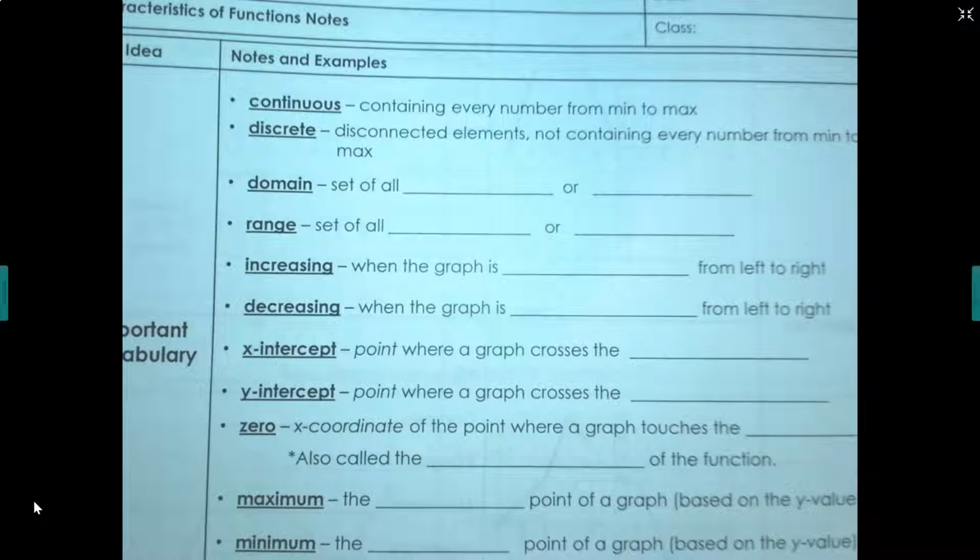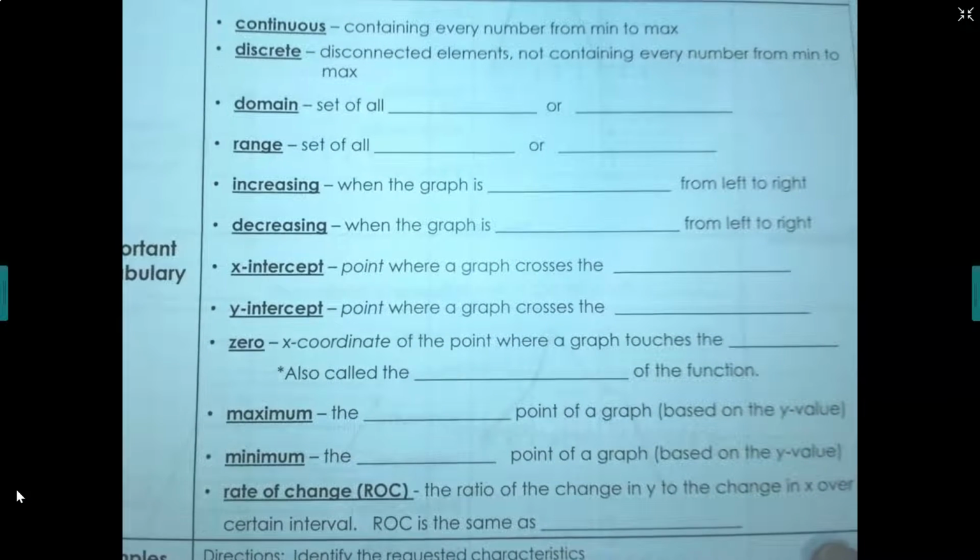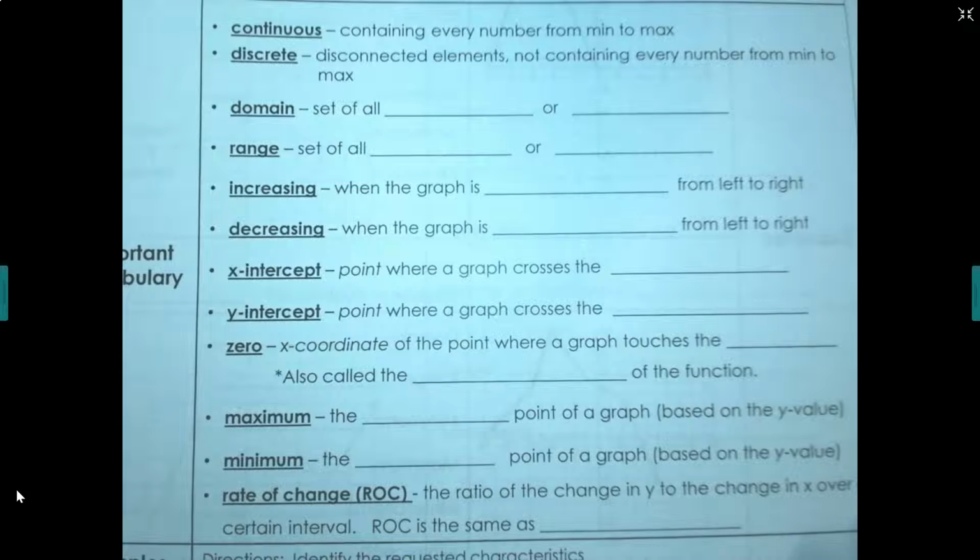By the end of this video, you should be able to define continuous, discrete, domain, range, increasing, decreasing, x-intercepts, y-intercept, zero, maximum, minimum, and rate of change. You should also be able to identify continuous, discrete, domain, range, increasing, decreasing, x-intercept, y-intercept, zero, and rate of change from a graph. All right, so we're going to have all of these characteristics that we're going to try to name and to describe our graphs.